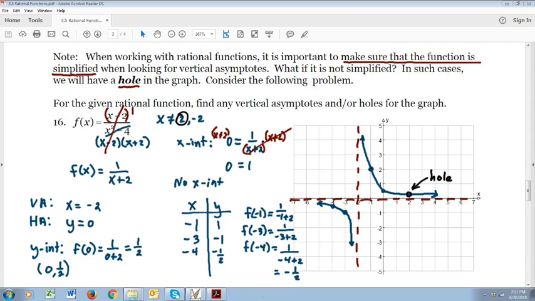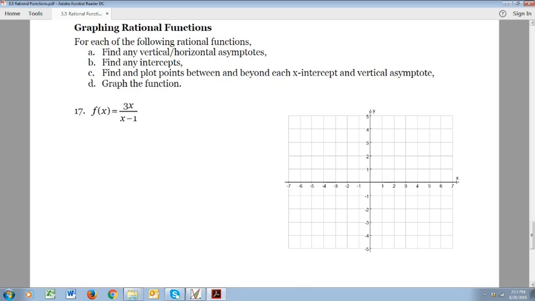Let's look at number 17. Oh, so there's our hole. All right, number 17, it says, for each of the following rational functions, we're going to find any vertical or horizontal asymptotes, any intercepts. C, find and plot points between and beyond each x-intercept and vertical asymptote. Really, you just need to look between the vertical asymptotes. And then D, graph the function. So let's go ahead and do that.